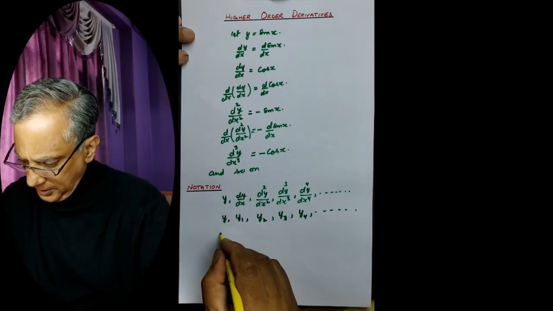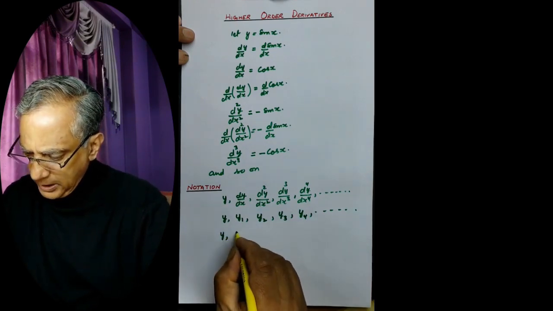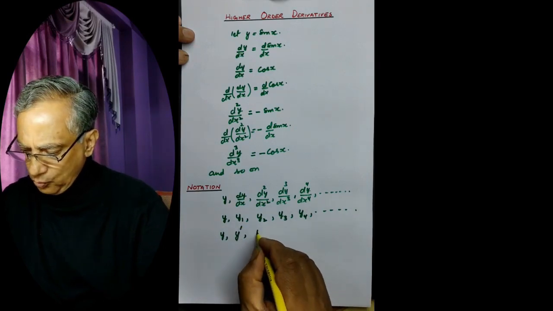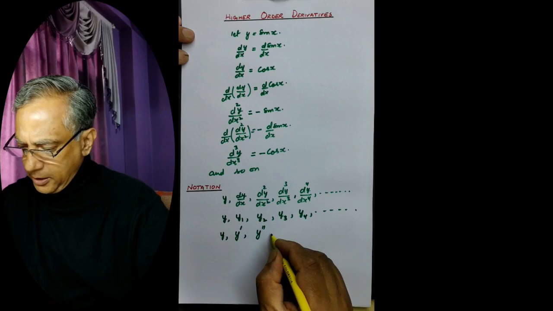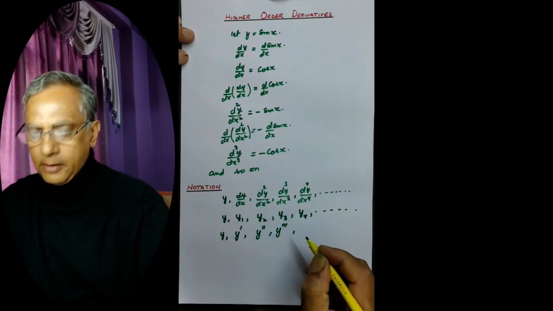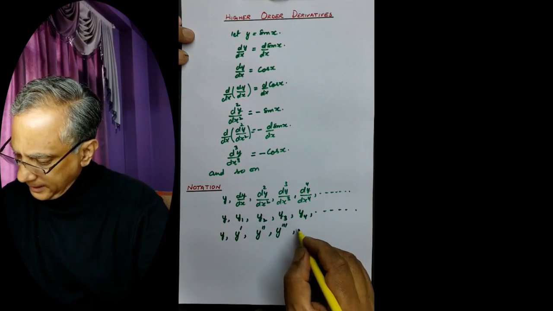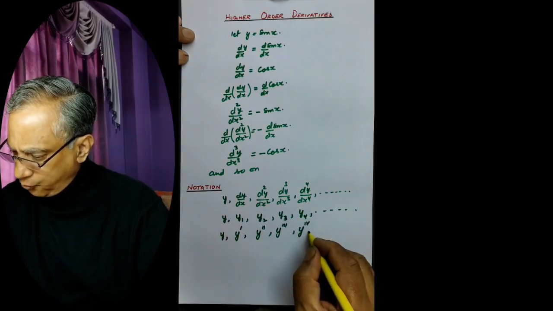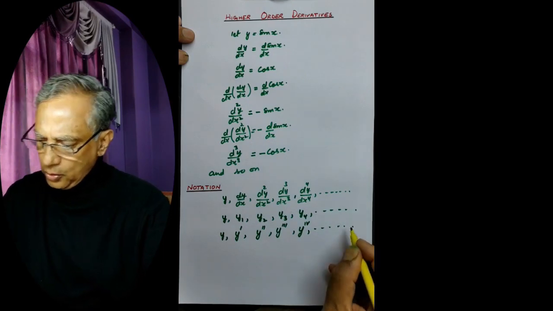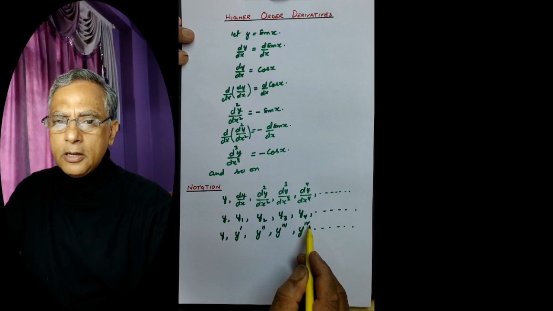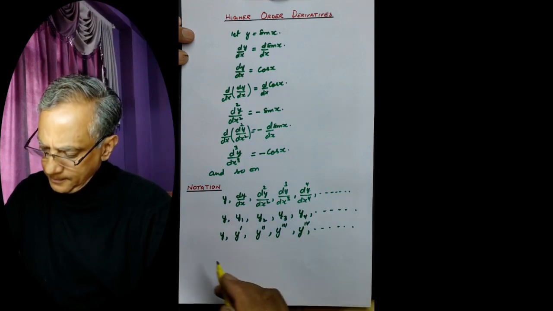And next, if the function is y, we can also denote the derivative by y dash. Y double dash is the second order derivative. Third order derivative is y triple dash. And fourth order derivative can also be denoted by y with Roman numeral IV, and so on. Order of the derivative is written in terms of Roman numerals.